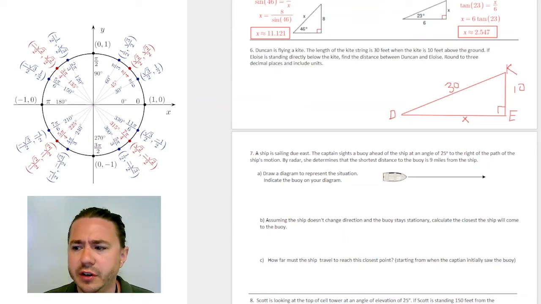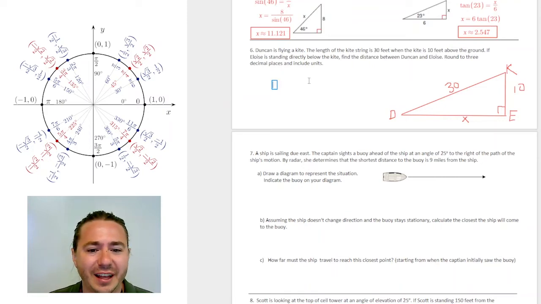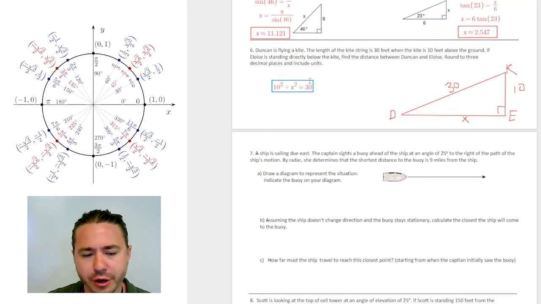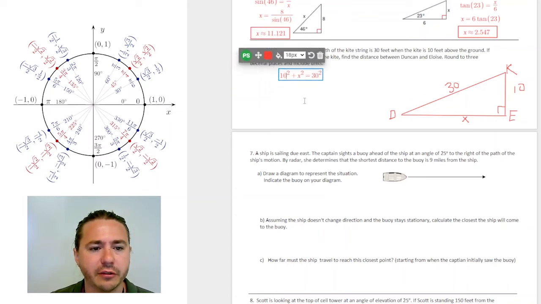So actually, we don't even need to use the trig functions here. We're just going to use the Pythagorean theorem. This one's going to be a little bit easier, I think. So yeah, we've got 10 squared plus x squared equals 30 squared. I'm going to forego the algebra here. Hopefully you've done enough of these Pythagorean theorem problems to know how this is going to work.